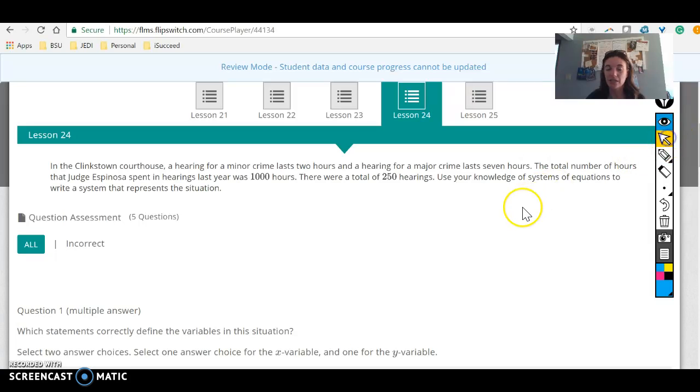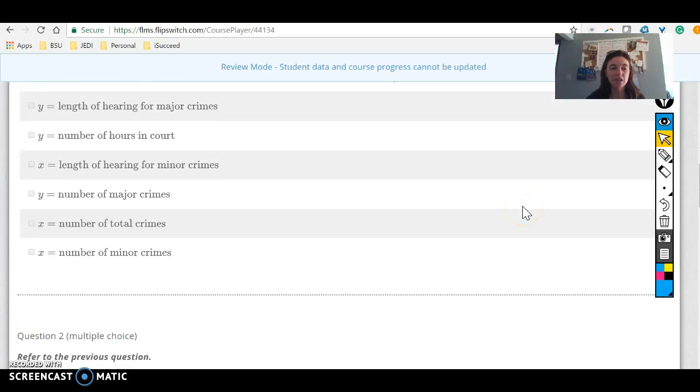So if we go down here to x, we already know the number of total crimes. That's 250. So x is an unknown. It's a variable. So it can't be 250. So x has to be the number of minor crimes. And if x is the number of minor crimes, then y has to be the number of major crimes.